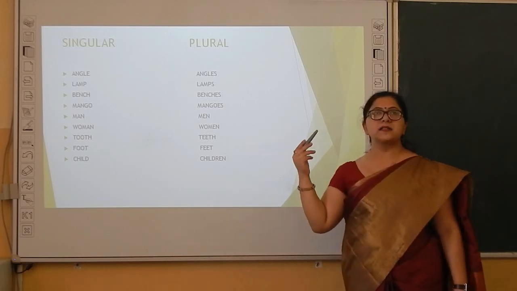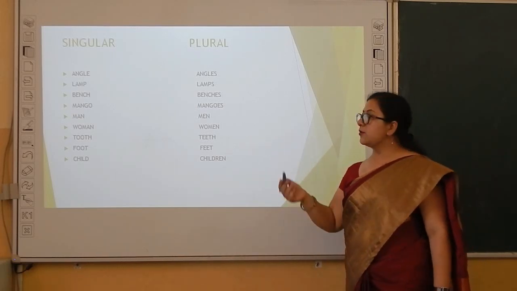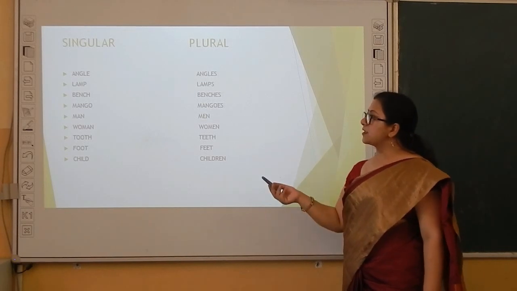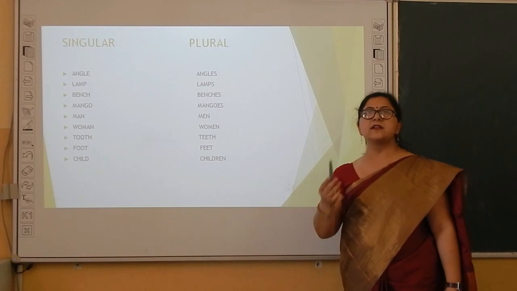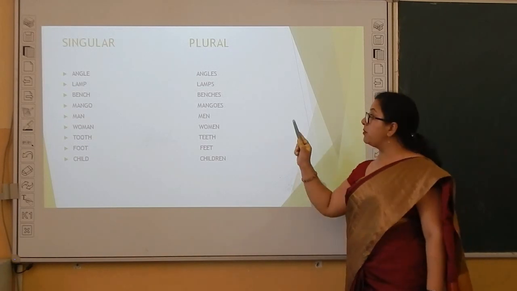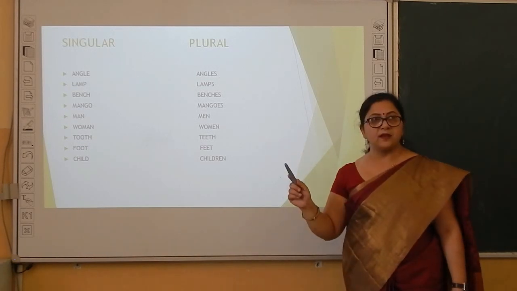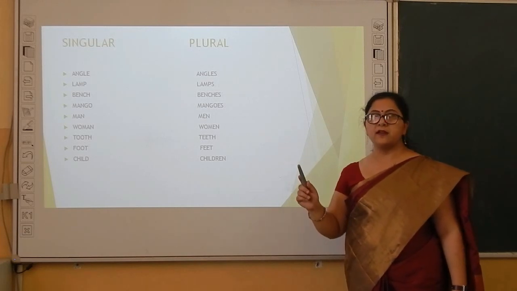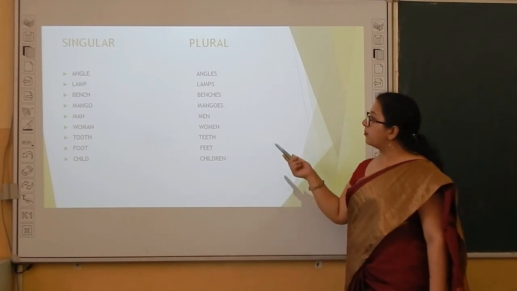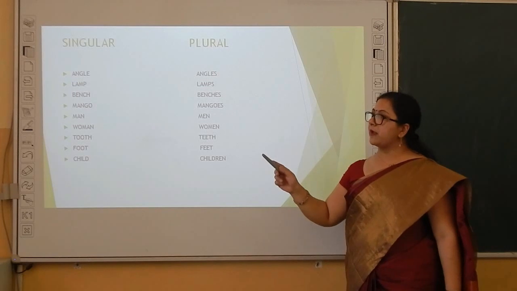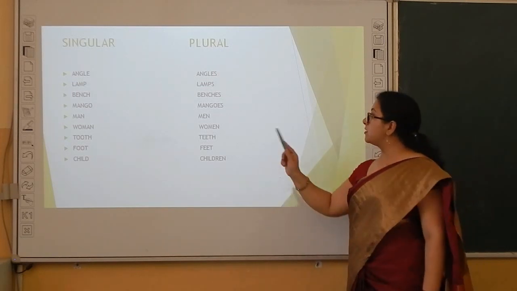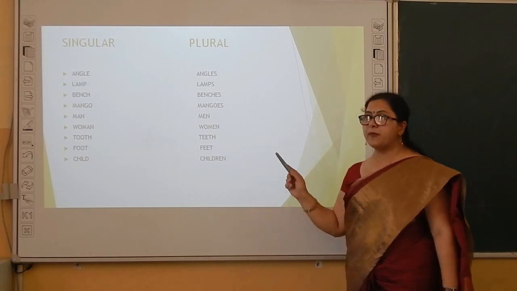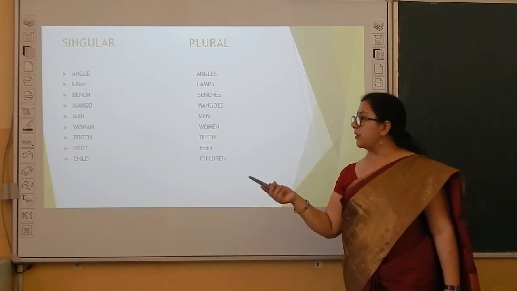There is a small difference between these two words, man and men. M-A-N, man is one man, and M-E-N, men, is pronounced as men. It is two or more men. The next is woman. W-O-M-A-N, woman is one woman, and W-O-M-E-N, women is many women.